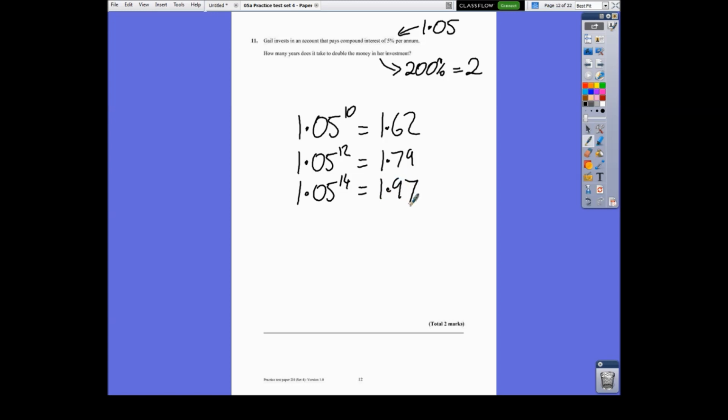So we're nearly there. We'll just try to go up 1 year this time. So to the power of 15, which is 2.07. So it would take 15 years to double the money.